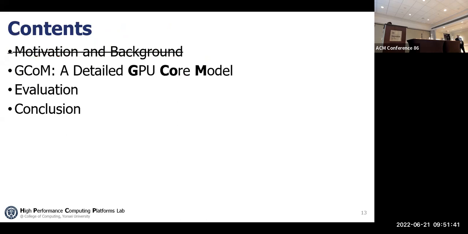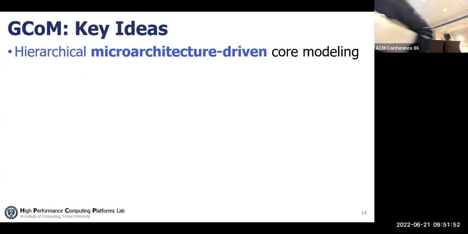To tackle these limitations, we propose GCoM, a GPU core model that faithfully captures the core-side stall events of modern GPUs. GCoM resolves the challenges by hierarchical microarchitecture-driven core modeling upon the existing interval analysis.